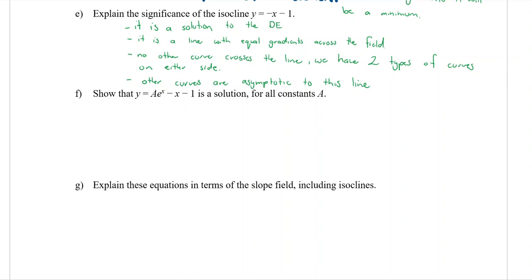Show that y equals a e to the x minus 1 is a solution for all constants a. This is what we were doing in the last lesson, so those of you who've done the exercise will know how to do this. What we do is we test this by testing the left-hand side and the right-hand side.